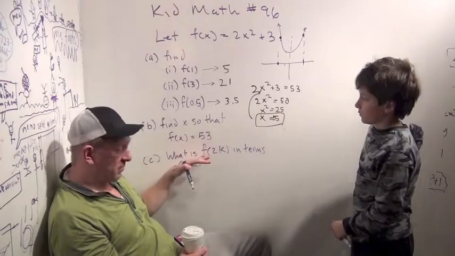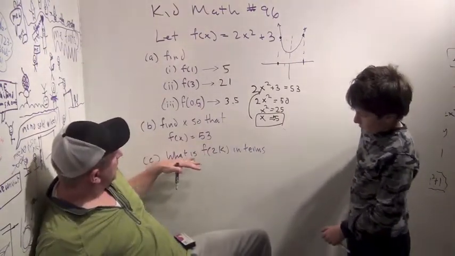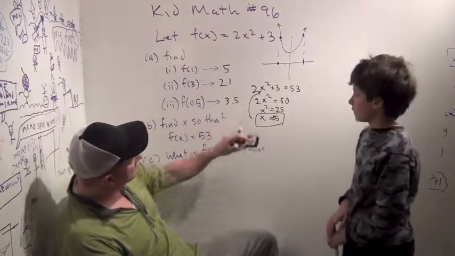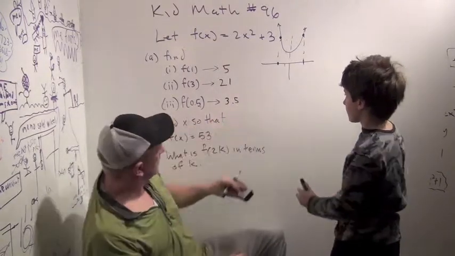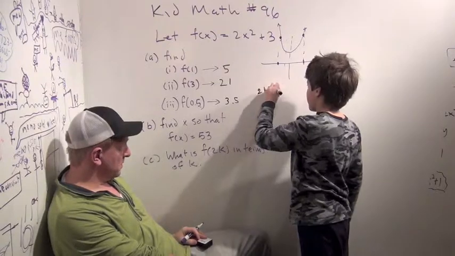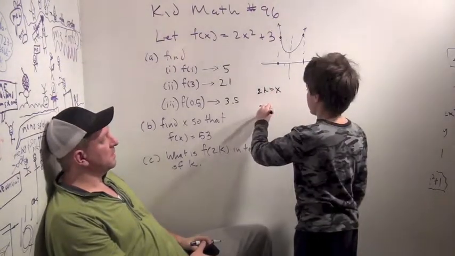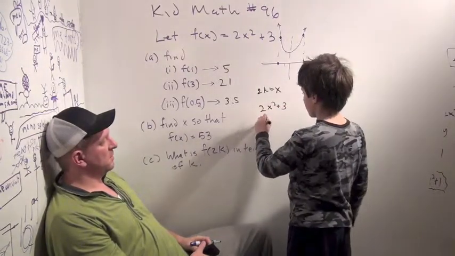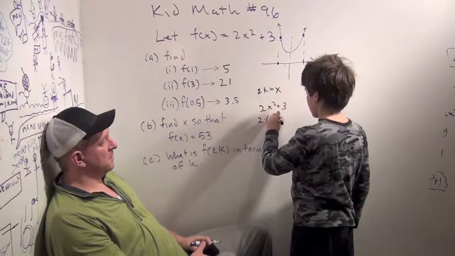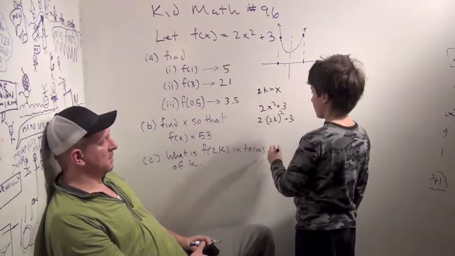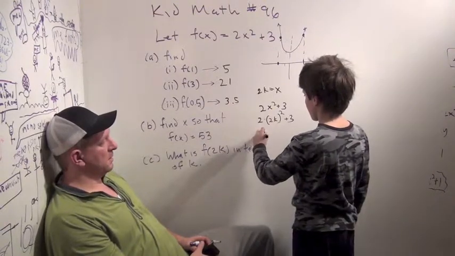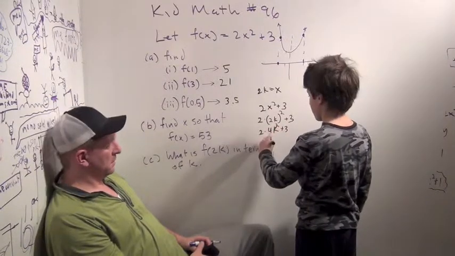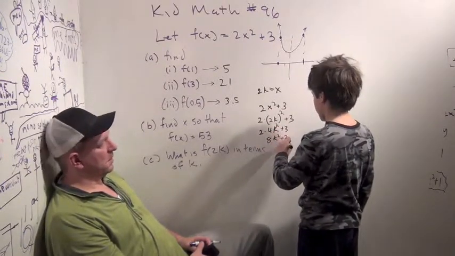Okay, and then finally, here's a little bit more of a challenging problem. What is f of 2k in terms of k? What happens when I put 2k into this function? Well, let's let 2k equal x. Okay. So we just get 2x squared plus 3, which would be 2 times 2k squared plus 3. Or 2 times 4k squared plus 3, 8k squared plus 3. Awesome.